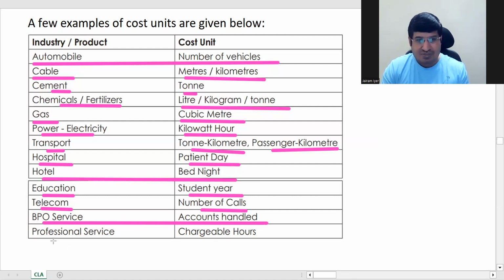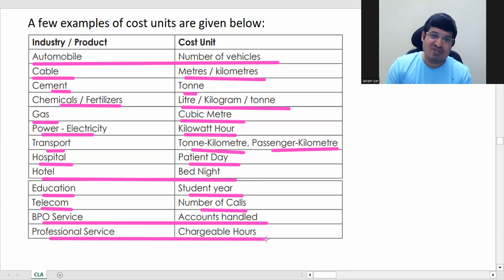Then professional service, chargeable hours. For any professional service you are taking, they'll tell you for these many hours. Actually, if you take a car for hire, they will quote you passenger kilometer, plus they will also say for these many hours there is a fixed charge.